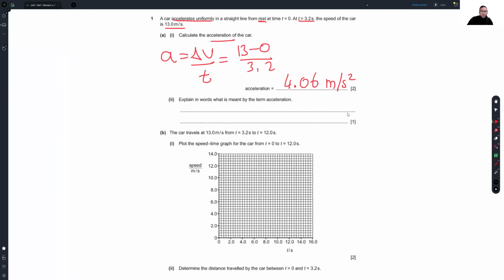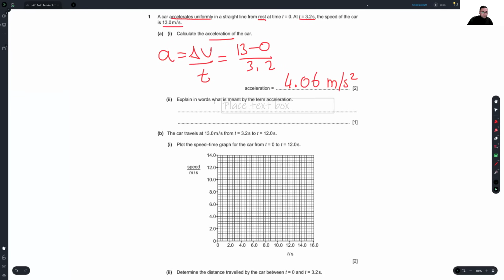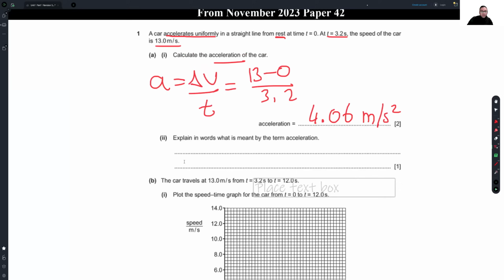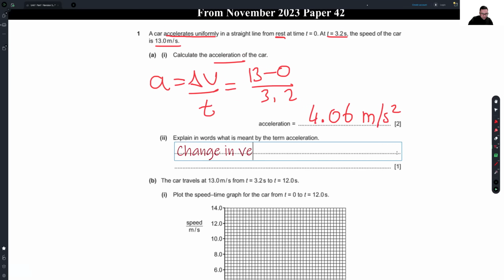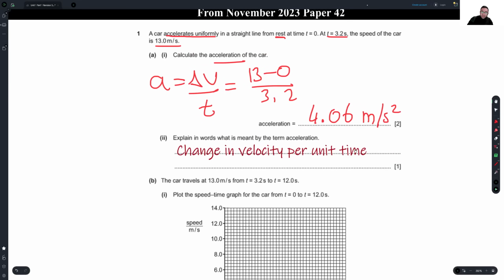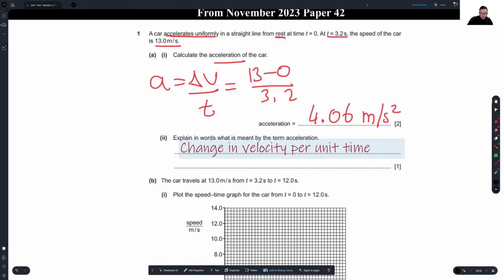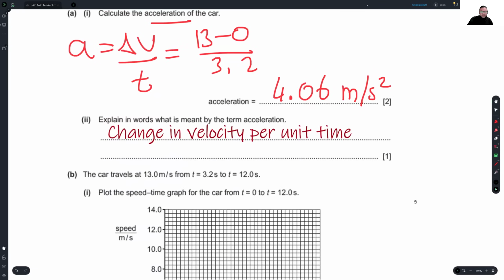Explain in words what's meant by the term acceleration. It is the change in velocity per unit time. Do not say change in speed. Change in velocity per unit time. Next.